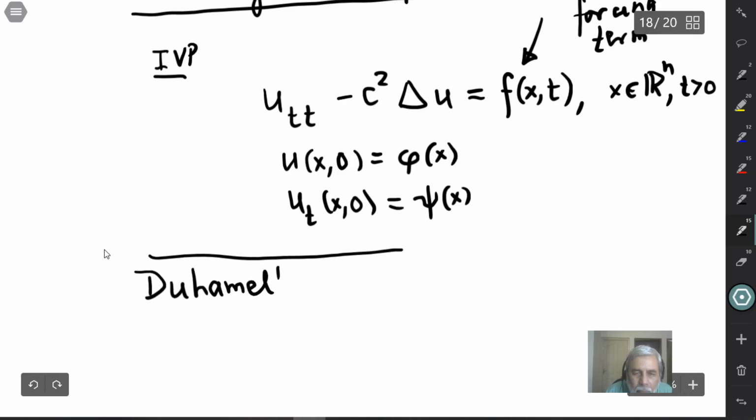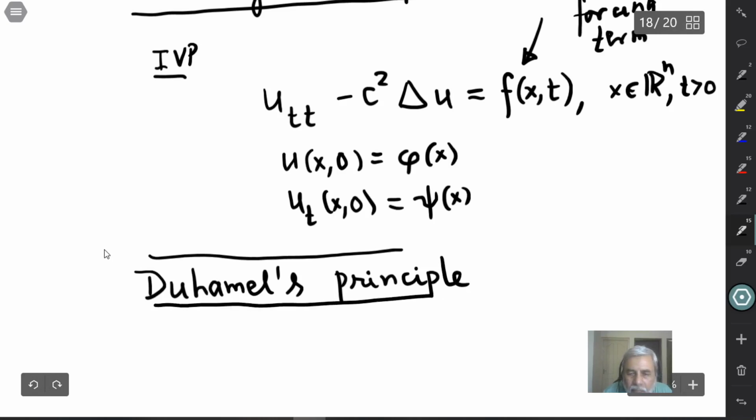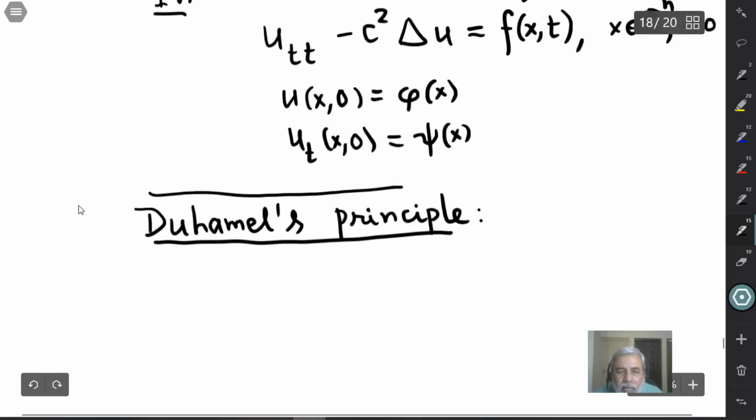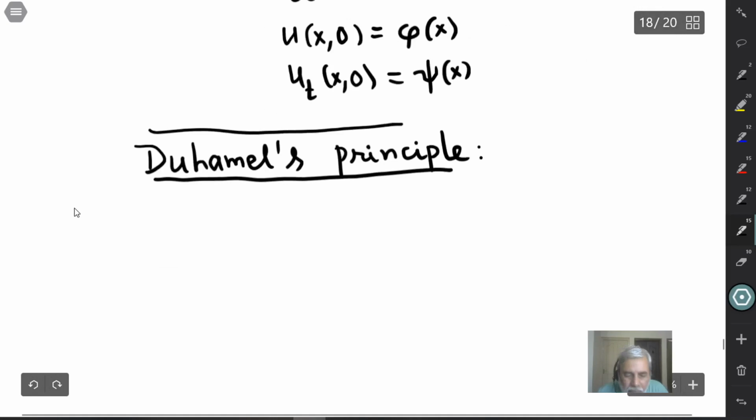and it's a very useful tool in obtaining a solution of the inhomogeneous equation from the knowledge of the homogeneous equation. Not only for the wave equation but for many evolution equations, even including the heat equation. So first observe, we exploit linearity.